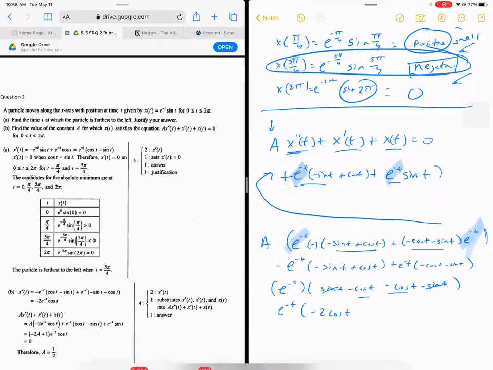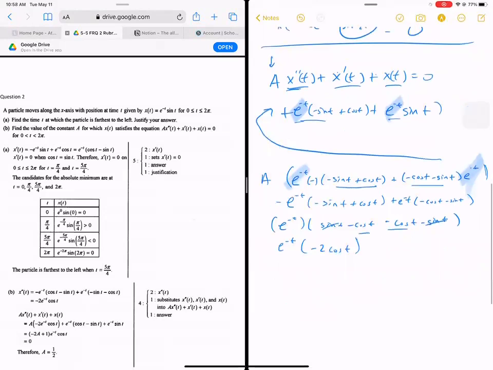So we're left with this, a. So rewriting it, it's a e to the negative t times (minus 2 cosine of t), plus everything else, e to the negative t times (negative sine of t plus cosine of t), plus e to the negative t sine of t. Okay, this is all like algebra 2.